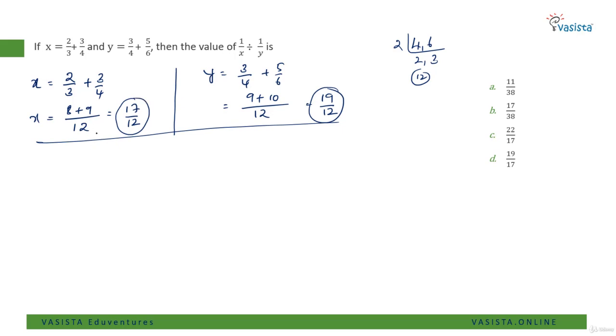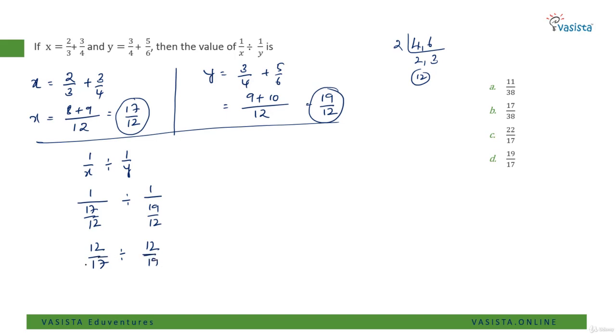So let us check out here the value of 1 by x, that divided by the value of 1 by y. Let me substitute the value of x here. This is going to be 1 by x, that is going to be 1 by 17 by 12, that divided by 1 by 19 by 12. So automatically the denominator portion goes to the numerator. This will become 12 by 17, that divided by 12 by 19.